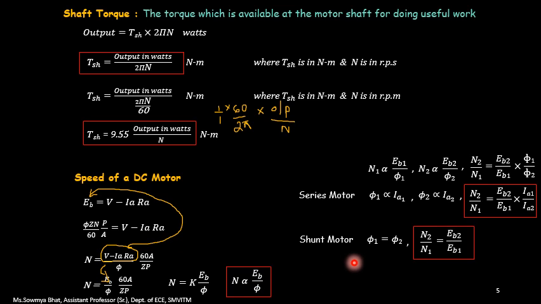So now if I consider two distinct cases, for the first case N1 will be considered as directly proportional to EB1 divided by phi1. For the second case, N2 is considered as directly proportional to EB2 divided by phi2. If I just divide both of these, N2 by N1 is equal to EB2 divided by EB1 multiplied by phi1 divided by phi2. Where N1 is the speed of the first case, N2 is the speed in the second case, EB1 and EB2 are the back EMF in the first as well as second case respectively, whereas phi1 and phi2 are the flux considered in case 1 and case 2.